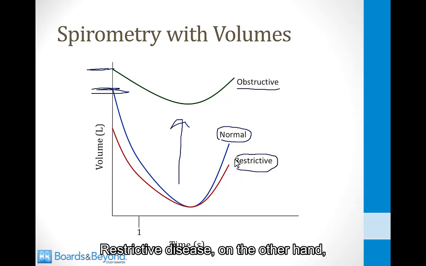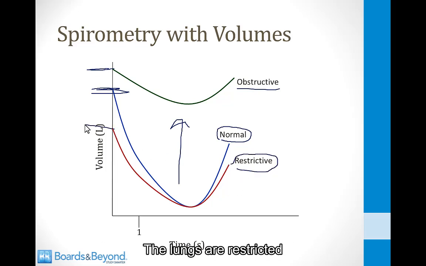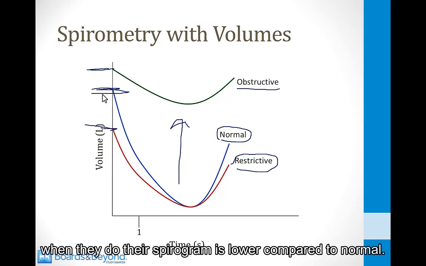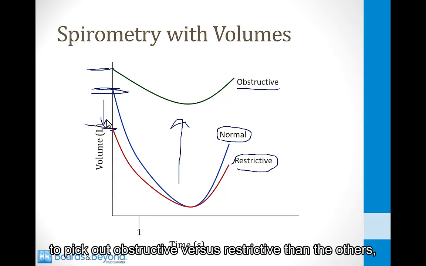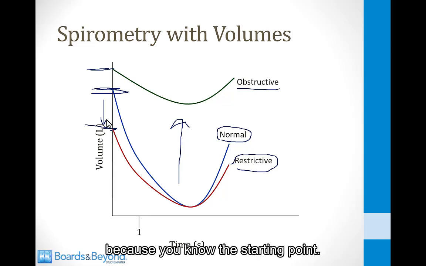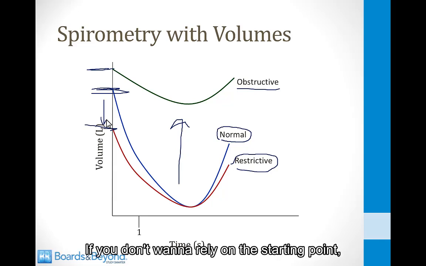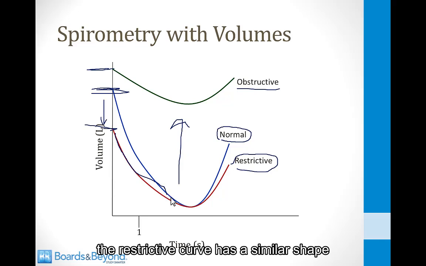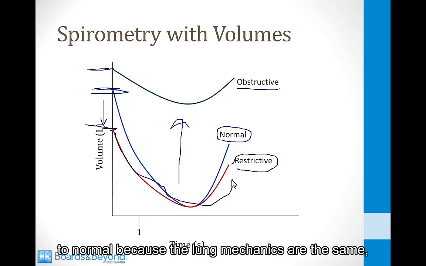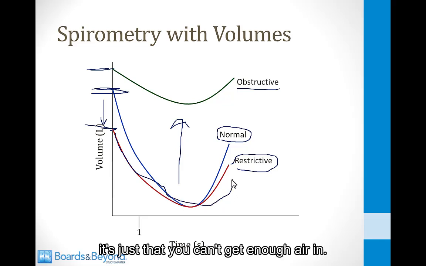Restrictive disease, on the other hand, starts from a lower point. The lungs are restricted and the patient cannot draw in enough air. Therefore, the volume where they start when they do their spirogram is lower compared to normal. So these spirograms with volumes are much easier to pick out obstructive versus restrictive than the others because you know the starting point. If you don't want to rely on the starting point, you can still follow the rules I laid out before. The restrictive curve has a similar shape to normal because the lung mechanics are the same. It's just that you can't get enough air in.